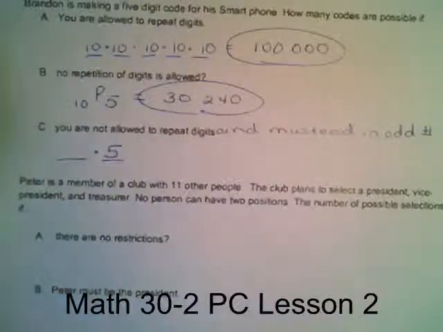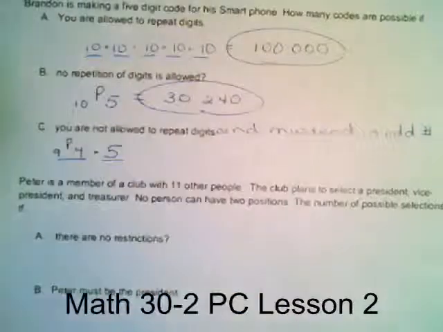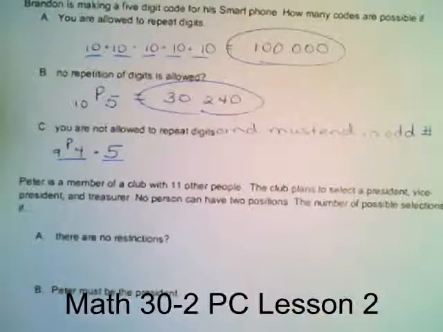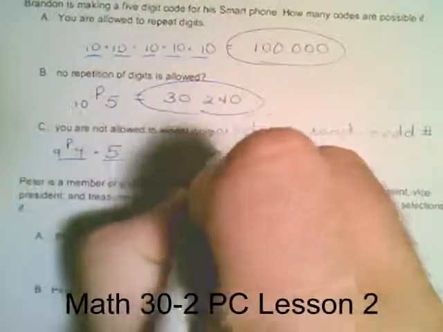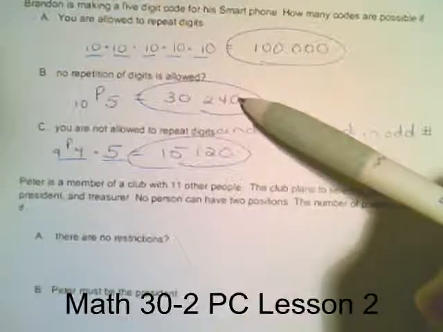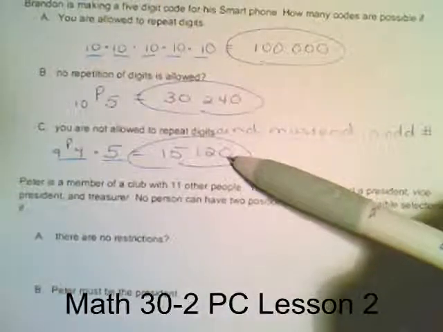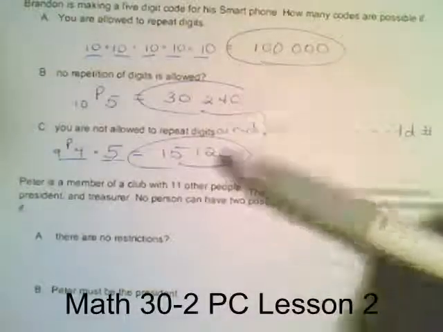Now with the last digit, you've got 5 choices: a 1, a 3, a 5, a 7, or a 9. There are 5 choices for that. Now I need to come up with the other 4 digits of this 5-digit code. If I'm not allowed to repeat them, I've got 9 to pick from, and I've got to pick 4 more. So I end up with 9 pick 4 times 5. And 9 pick 4 is 3,024 times 5 is 15,120. Okay? So we end up with that.